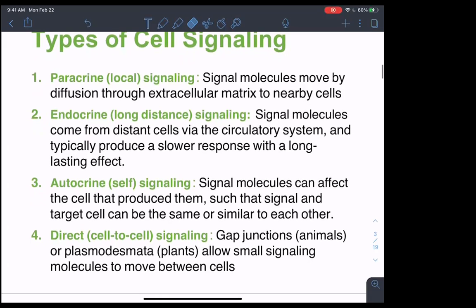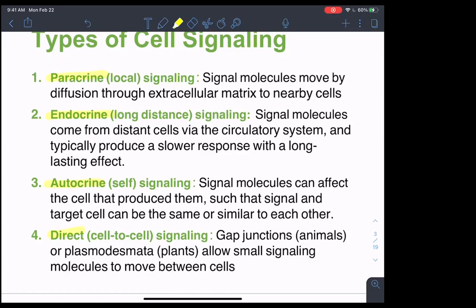Now, these are all good definitions to know. You need to know all of these: paracrine, endocrine, autocrine, and direct. So, autocrine signaling is self signaling. The cell actually is producing a signal that comes back on itself and tells it to do something. So, signal molecules can affect the cell that produced them such that the signal and the target cell can become the same or similar to each other.